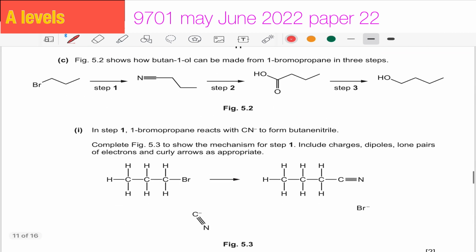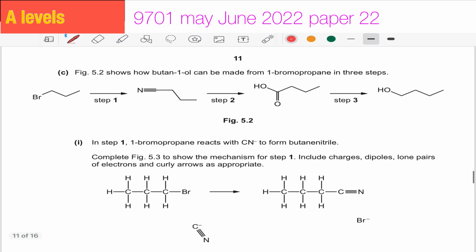Now, the next part of this question is, figure 5.2 shows butan-1-ol can be made from 1-bromopropane. So this is 1-bromopropane, right? And this is 1-butanol. So we are getting butan-1-ol from 1-bromopropane in 3 steps. Okay, they have given us 3 steps: step 1, step 2, step 3. In step 1, 1-bromopropane reacts with cyanide to form butanenitrile. So that means it is a nucleophilic substitution reaction in which the nucleophile is the cyanide group.